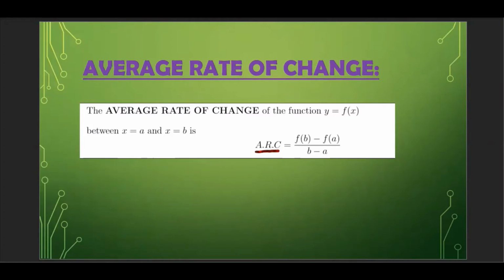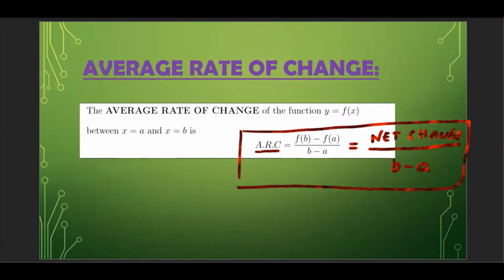Note that f of b minus f of a, we have seen that earlier, that's simply our net change, and on the bottom of that you have b minus a. So you can also think of the average rate of change as net change over b minus a. But you really want to remember that the average rate of change is f of b minus f of a over b minus a. Now let's take a look at some examples.